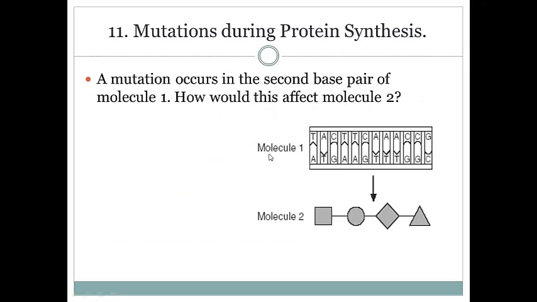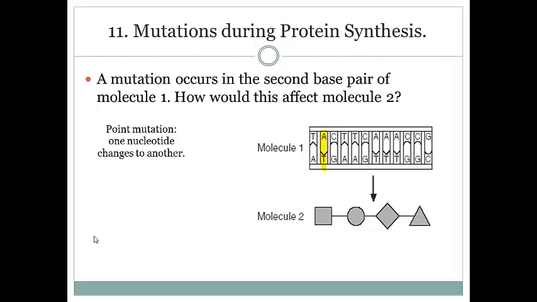So here we've got molecule 1. Molecule 1 represents a double helix DNA strand. There are a few reasons I know that this is DNA. Number 1, there are T's. In mRNA there's U instead of T. It's also double-stranded, which is what DNA is, as opposed to mRNA, which would be single-stranded. A mutation occurs in the second base pair of molecule 1. What I'm talking about is right in here, a mutation occurs.